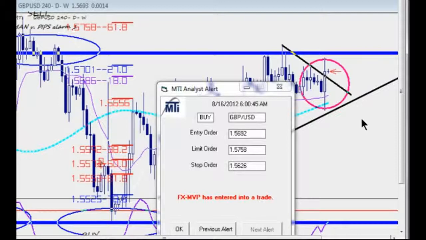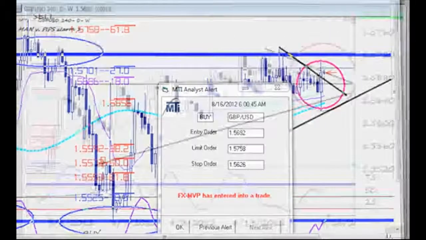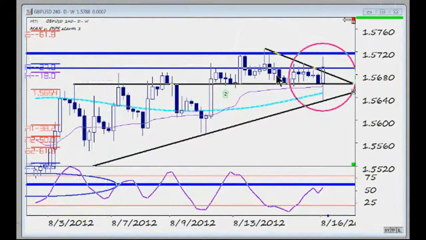So here is the conclusion video to the GBP USD 240. We entered the market at 156.92, placed our limit order at the D extension of 157.58, stop loss at 156.26 as a 1-to-1 risk versus reward. So it was a risk of about 65 to 66 pips versus a reward of 65 to 66 pips. This was the before screenshot that you're seeing. As I go ahead and close it out, here's the after results of the live market.